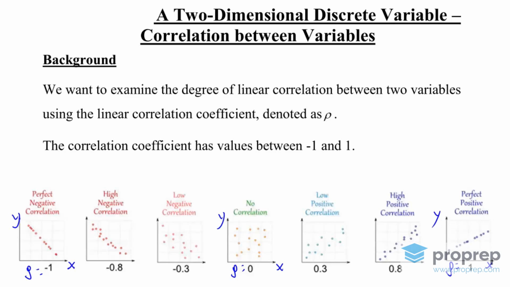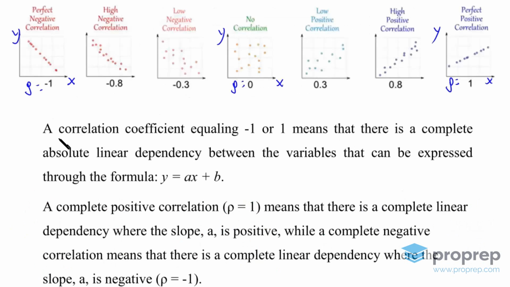Now, what does this mean? Well, a correlation coefficient equaling -1 or 1, so we're talking about the edges here. We're talking about rho here equaling -1, or here, rho equaling 1. Well, that means that there's a complete and absolute linear dependency between the variables x and y that can be expressed through the formula y equals ax plus b. So here we have y equaling ax plus b, and again here also we have y equaling ax plus b.